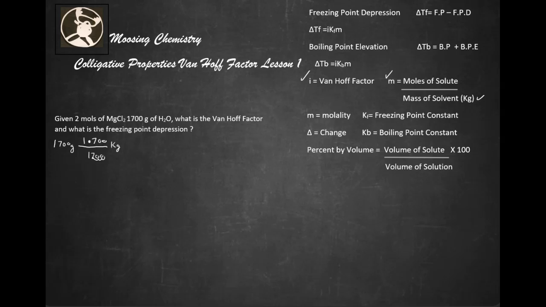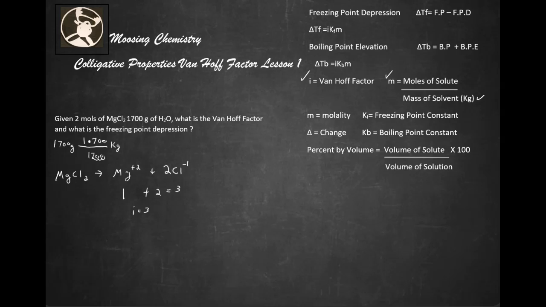Okay, so now we're going to go ahead and figure out the Van't Hoff factor. Well, the Van't Hoff factor is easy. MgCl2 is going to break down into the Mg 2+ ion, plus we have 2 of those Cl, so 2 Cl negative 1. So the Van't Hoff factor is going to be 1 plus 2 equals 3. So i is going to equal 3.